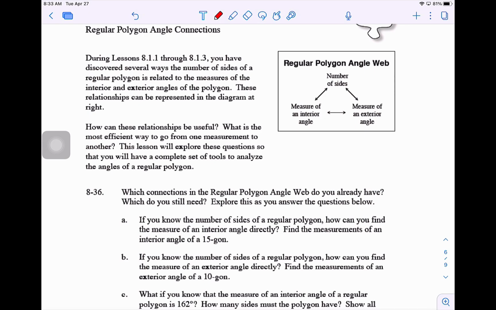So during lessons 8.11 to 8.13, you've discovered several ways the number of sides of a regular polygon is related to the measures of interior and exterior angles of the polygon. These relationships can be represented in the diagram at the right. How can these relationships be useful? What is the most efficient way to go from one measurement to the other? And this lesson is going to explore those questions.